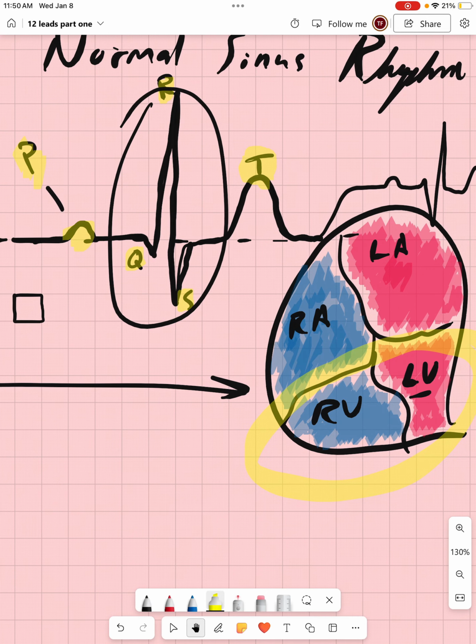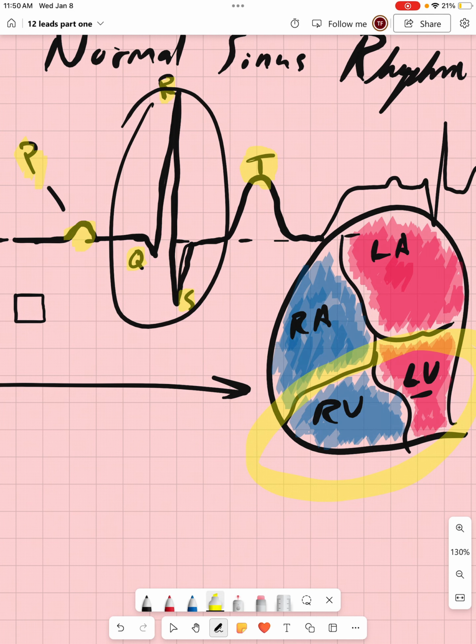So that is basically the resetting of our cardiac muscle tissues so that they can then be depolarized again, meaning they can then contract again, creating this cycle over and over and over.